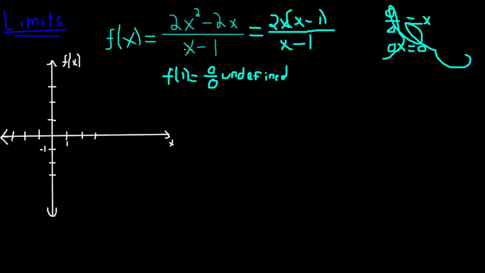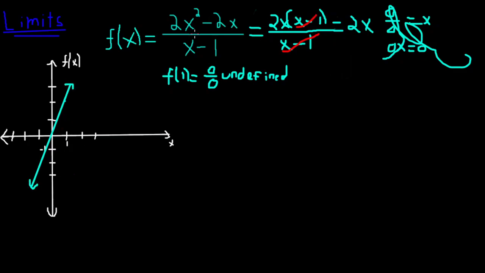Okay. But you learned in algebra, if you cancel that out, it just simplifies down to 2x. So let's try graphing this. It's going to be a slope of 2, y-intercept 0. It's going to look like this. Like that, yeah?